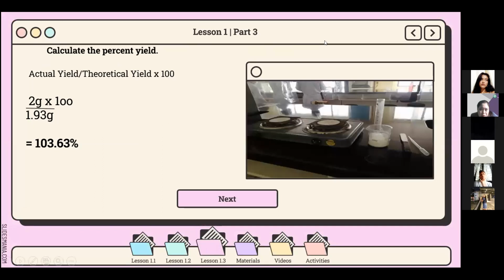Okay, for the percentage yield, take note of our formula class, ha? Percentage yield is equal to the actual yield divided by the theoretical, ganyan ko lang isulat ha, times 100. So do not forget the 100. So you don't have a unit here except for the percent.